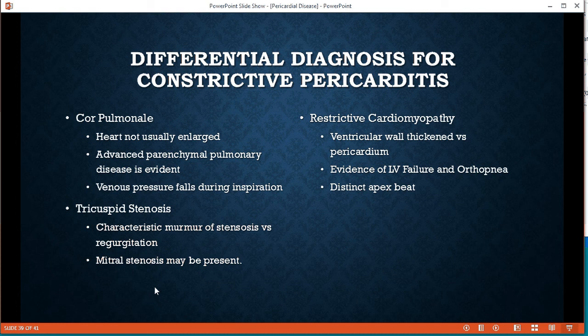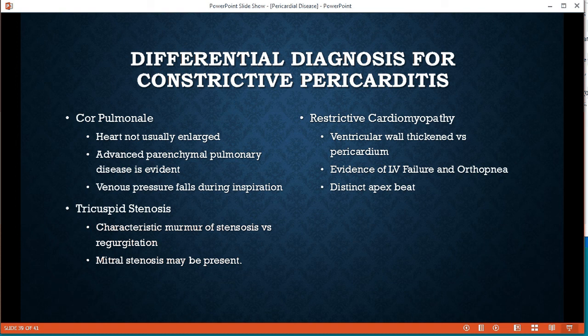So in this kind of case, your physical exam is going to be of benefit, because when you listen to heart sounds, you'll actually hear a diastolic murmur. And then finally, remember mitral stenosis. You may hear a diastolic murmur at the mitral valve area, which is usually close to the apex.